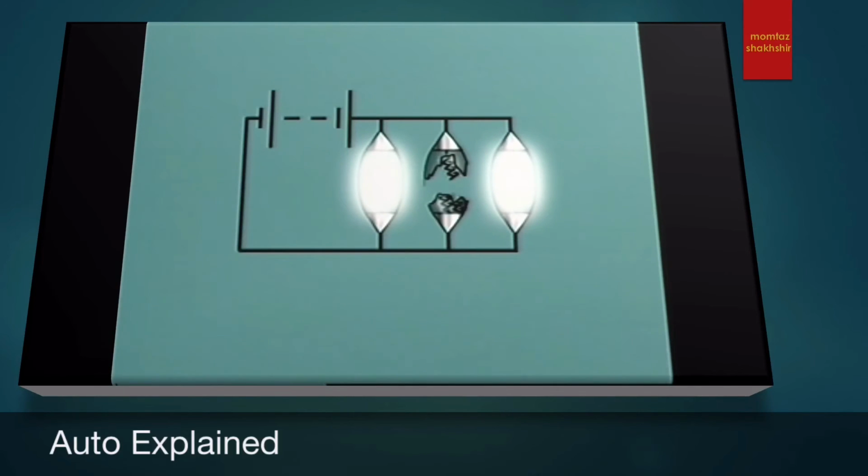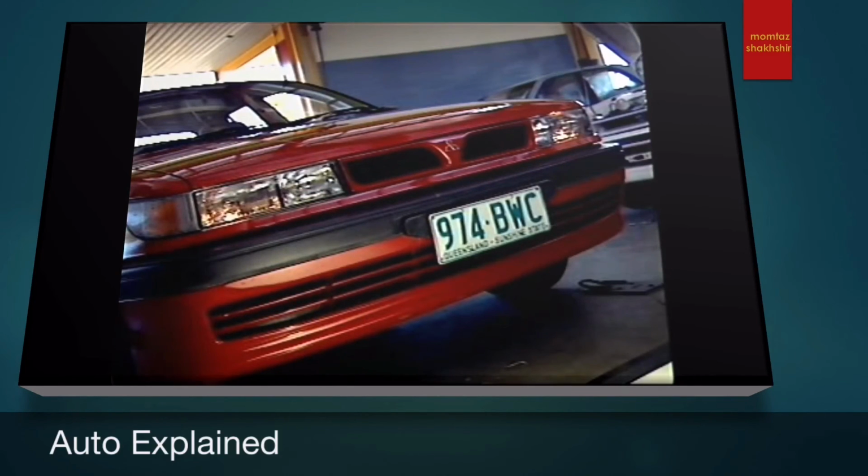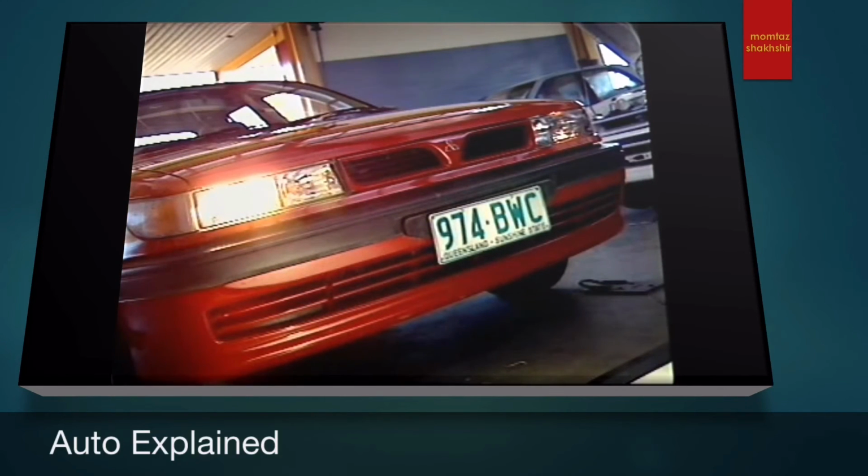This is one reason why parallel circuits are used in automotive applications like lighting systems. If one lamp fails, current continues to flow through the rest. In a series circuit, all would go out, which could be disastrous.